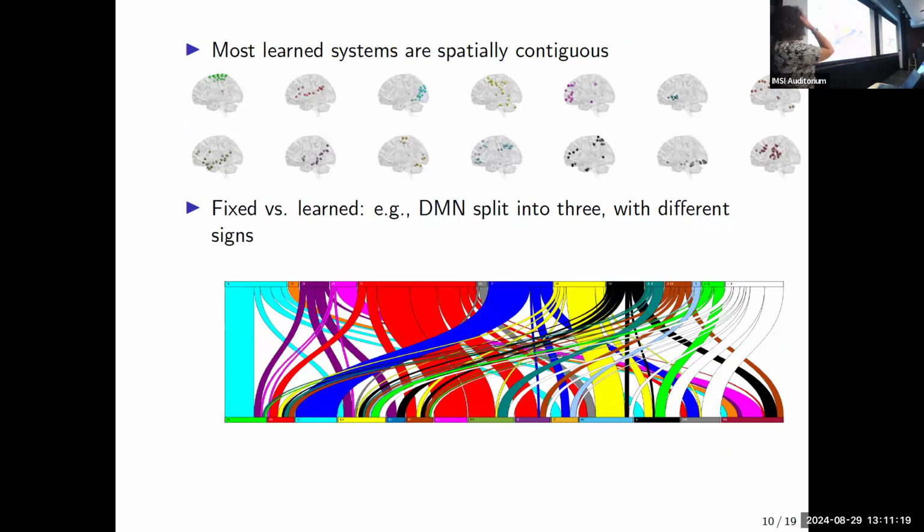This is what they look like. This is a diagram comparing a standard atlas to the learned systems. Spatially, they're mostly contiguous. If you plot them on the brain, you think, okay, that's not completely random. It's probably not complete junk. But what do we say about them? Like we can say, for example, that this is the DMN. It got split into 3 systems. You have different signs. That's something.